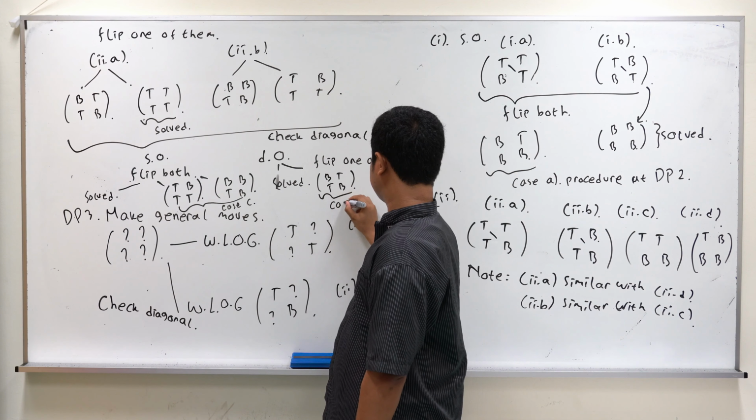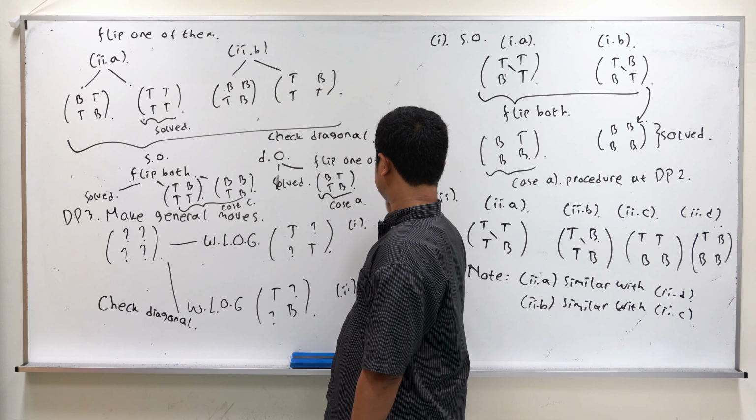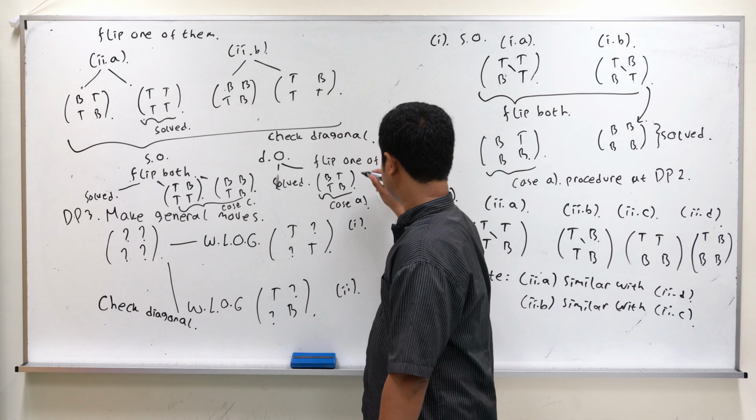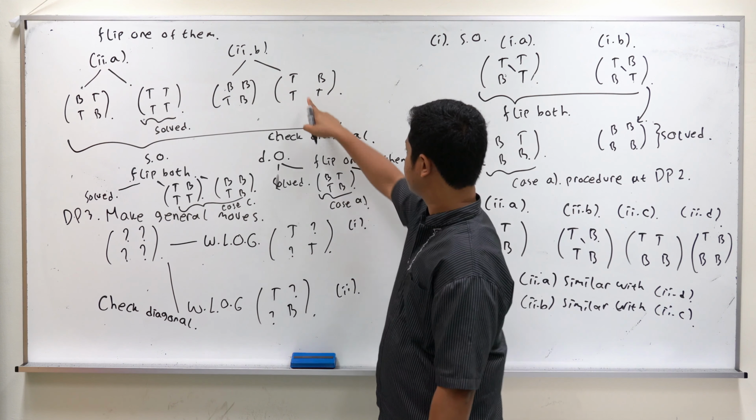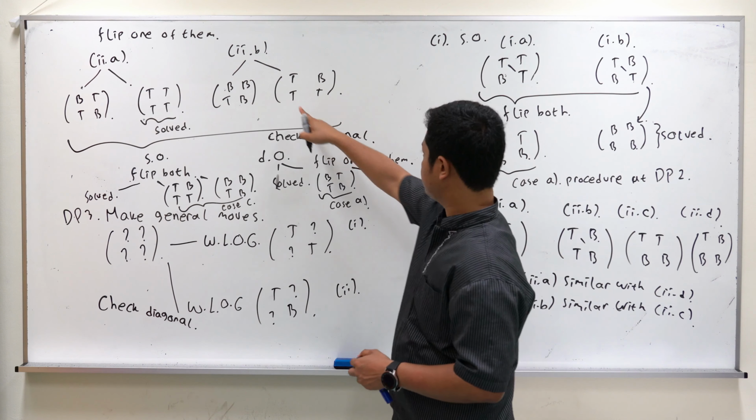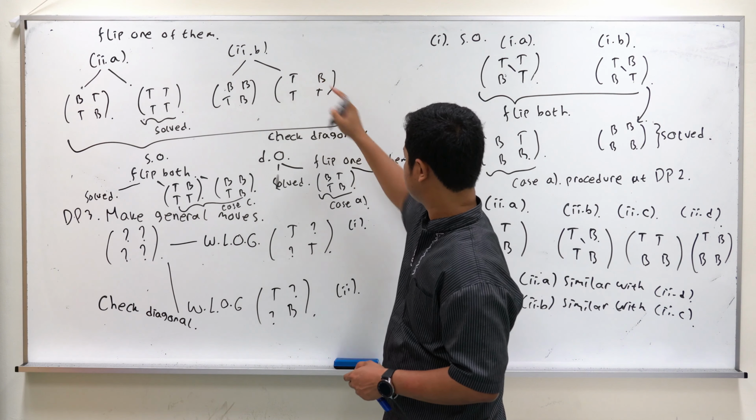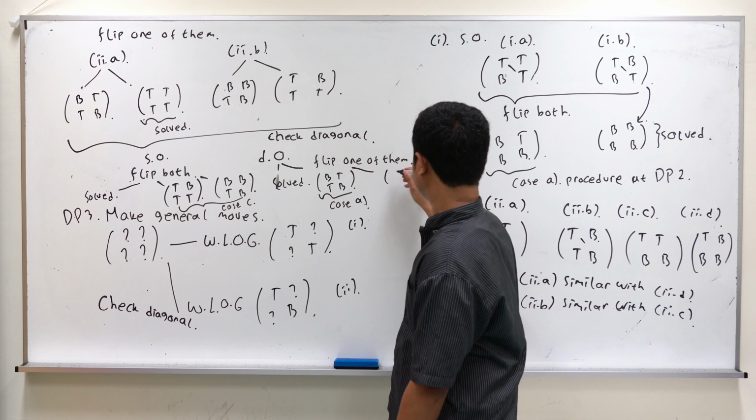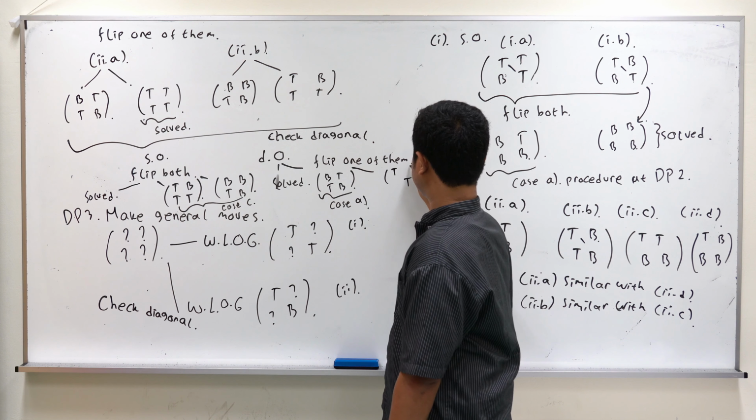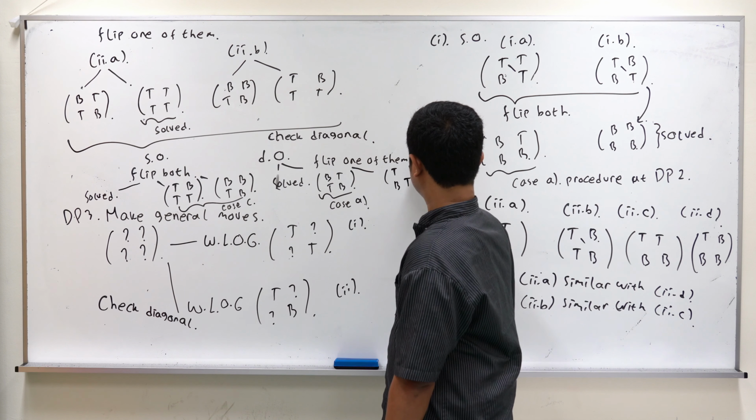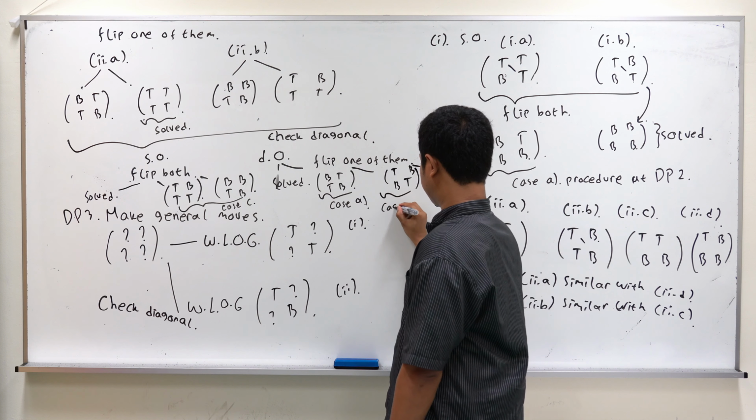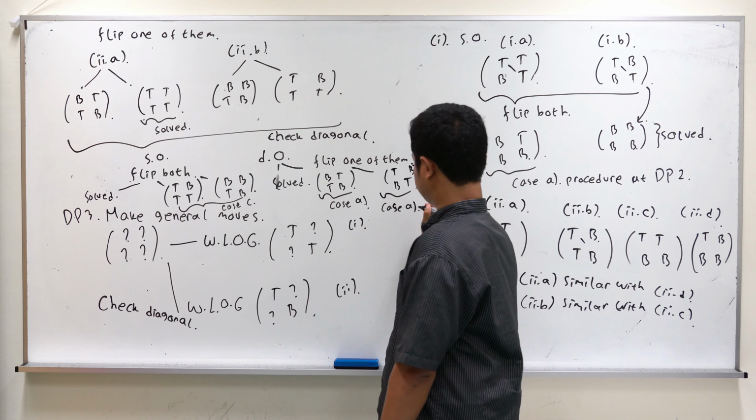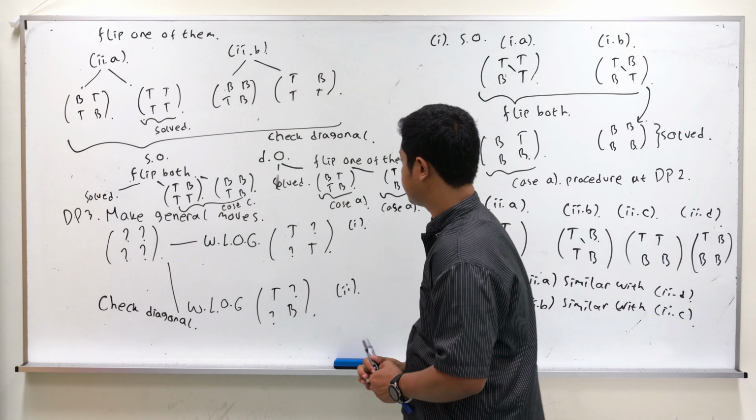This one is case A. Okay, done. And another possibility from here, get solved again. Or if we get this and then case A again, same thing. T T B B or solve. And this one also case A. Okay.